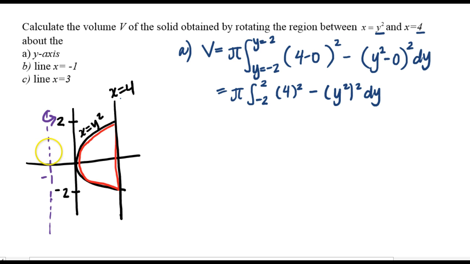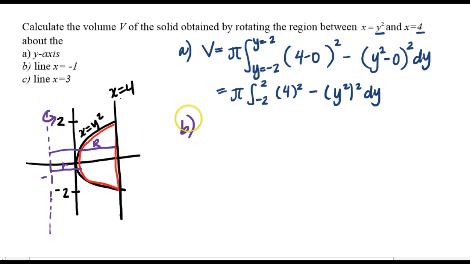So right now we are going to have a big radius. Starting from the axis of rotation, go to the furthest away function that is part of the region. The furthest one away is x equals 4, so there's big R. And from the axis of rotation to the closer function, that would be the x equals y squared function, so that's my little r.